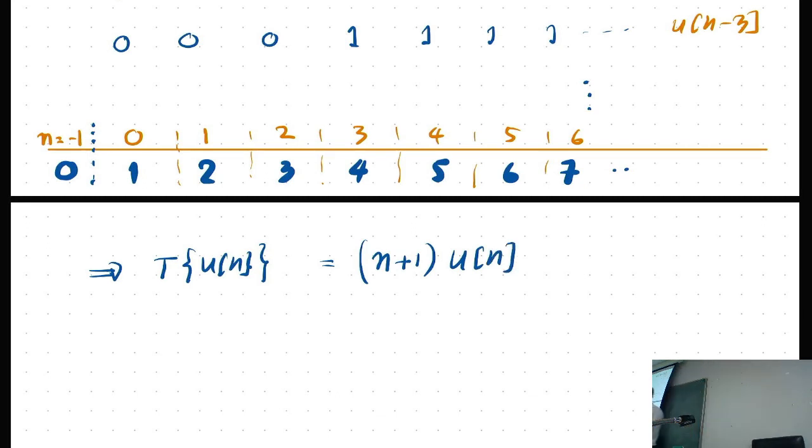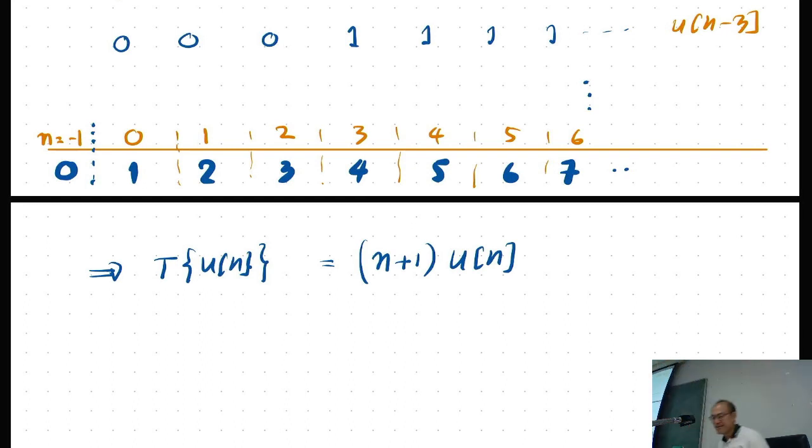You can plug in and see for yourself. When n is negative, u is 0, so you have all zeros. When n is 0, u is 1, and you have 1. When n equal to 1, u is 1, and 1 plus 1 is 2, so you have 2 there, and so on. So this is the answer.